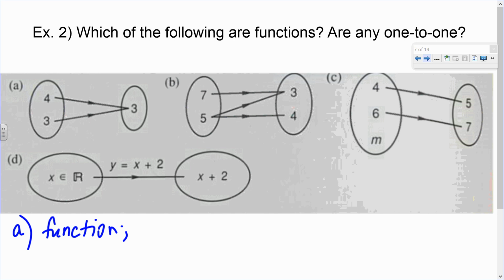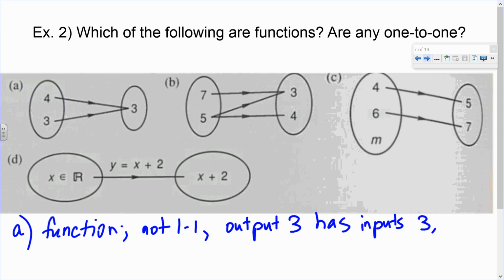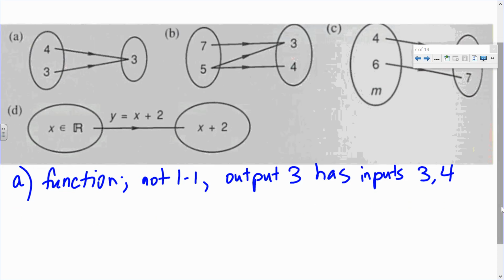What about 1 to 1? Thumbs up, thumbs down. And you're correct, it is not 1 to 1 because the output of 3 has the inputs 3 and 4. So when we had 2 arrows at the same output value, that meant not 1 to 1. Okay, B, function or not function? Thumbs up, thumbs down. Function, not, come on, let me see, everybody. Okay, that one is not a function.